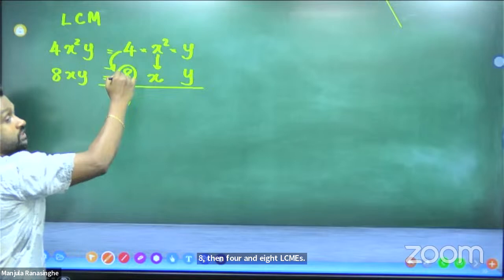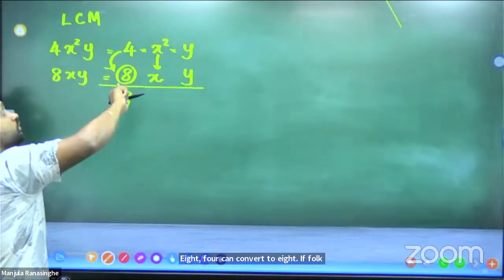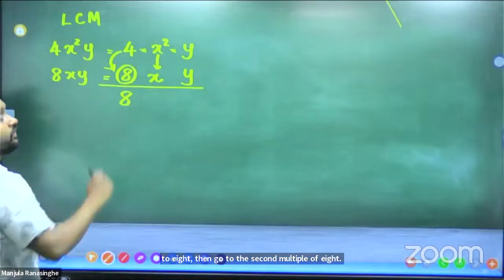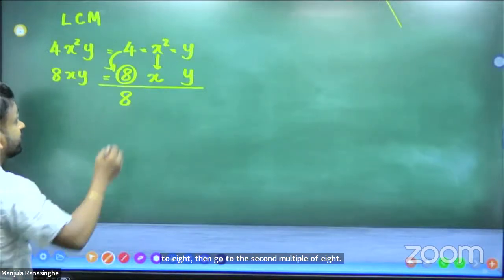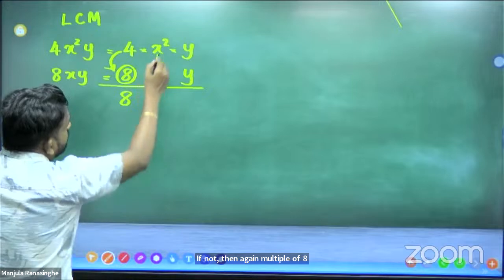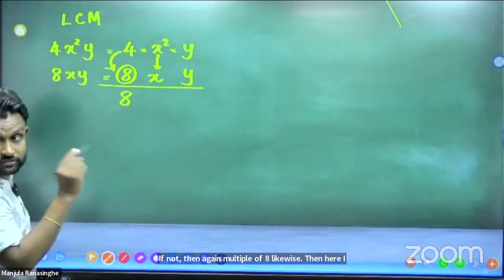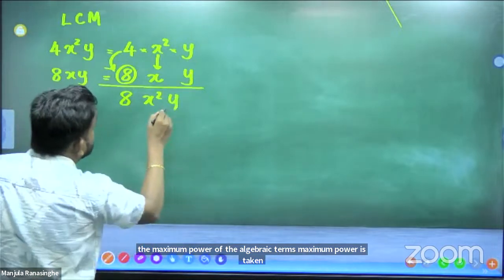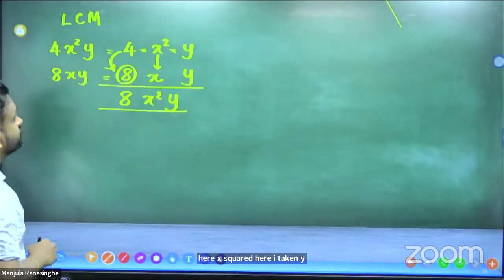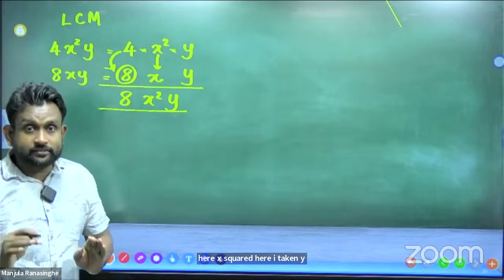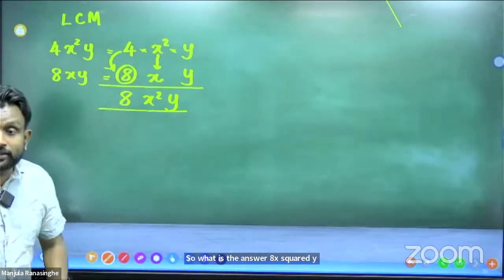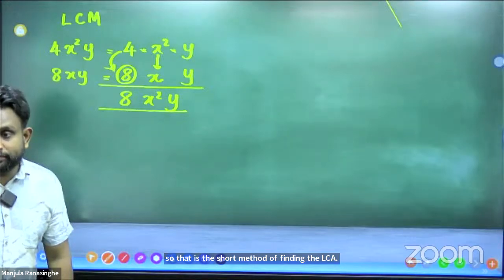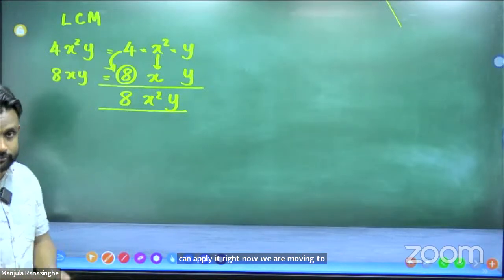If 4 cannot convert to 8, then go to the second multiple of 8, and if not, then again the next multiple of 8, likewise. Then here I take the maximum power of the algebraic terms. The maximum power here is x squared, and here I take y. So what is the answer? 8x squared y. So that is the short method of finding the LCM. You can apply it. Right, now we are moving to question number 5.